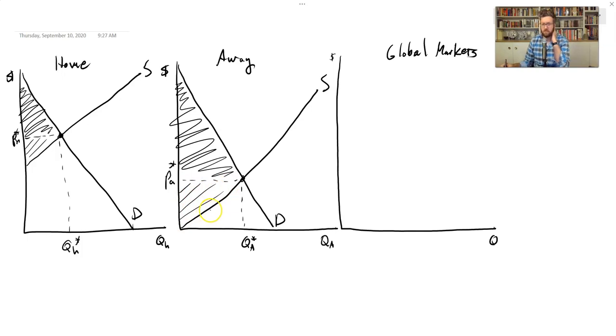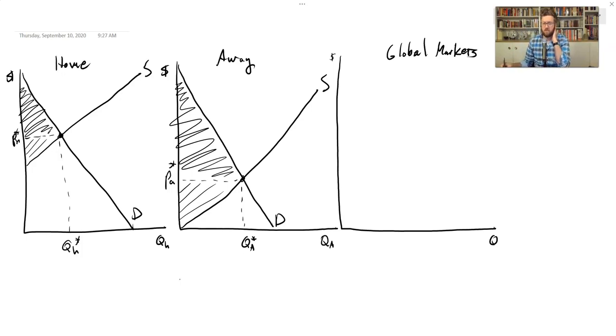Now what happens if they trade, and how do we figure that? Well, if they trade, we can see that these guys have a very high price for this good compared to these guys down here. So if they trade, we would expect the away market to want to sell to the home market, because it can get a higher price, and people in the home market would want to buy at the lower price available in the away market. So how do we find the price?